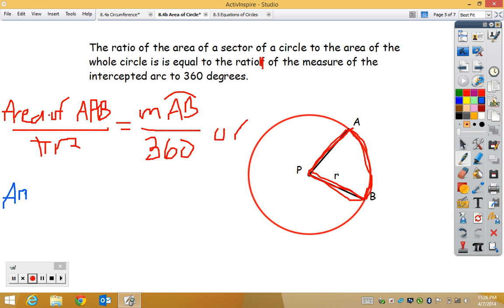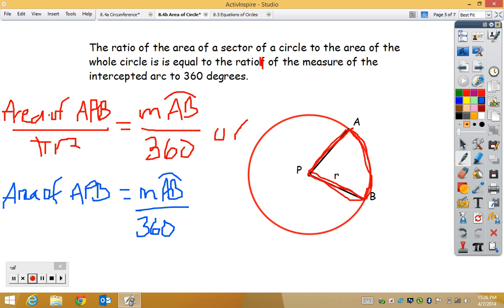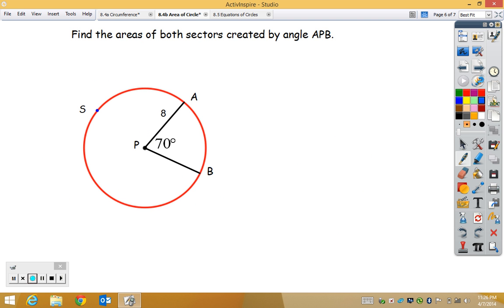Or we can write it as area of APB equals measure of arc AB divided by 360 times pi r squared. And that's just, we move that pi r squared, multiply it on both sides, and that's what we end up with. So if we take a look at an example, we want to find the area of both sectors created by angle APB.